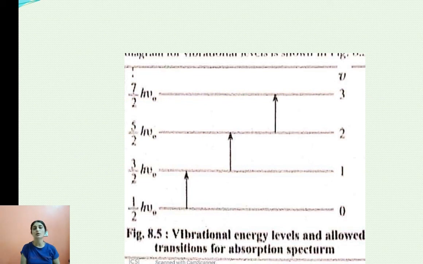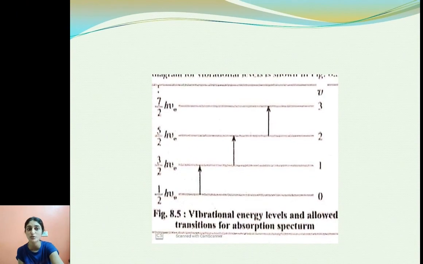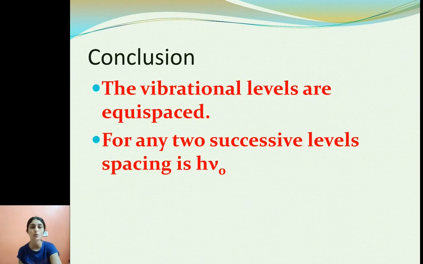Now when you look at these energy levels, they are equispaced. Between these two energy levels, we have a separation of h nu 0, here also, even here. So the separation between two energy levels is constant. So what is the conclusion? The vibrational levels are equispaced.